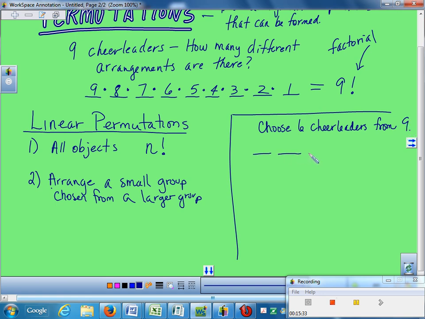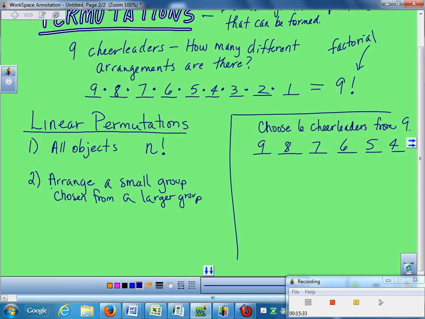Okay, so yeah, if I'm only going to do 6 cheerleaders, if I do it drawing the blanks to logically figure this out, I'd have 9 to pick from, and then there's 8 left, but am I going to go all the way to 1? No, I'm not. Okay, so can I use a factorial to do this then? Factorials automatically go all the way to 1. So I can't do 9 factorial anymore.